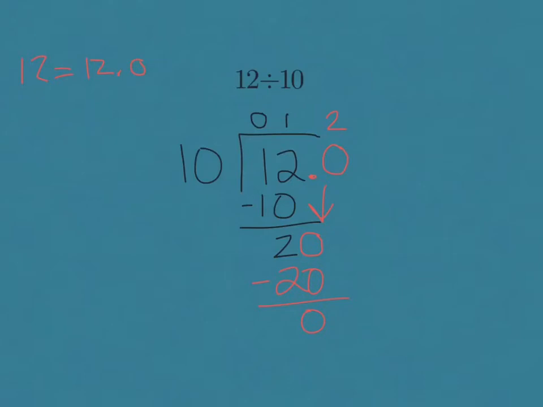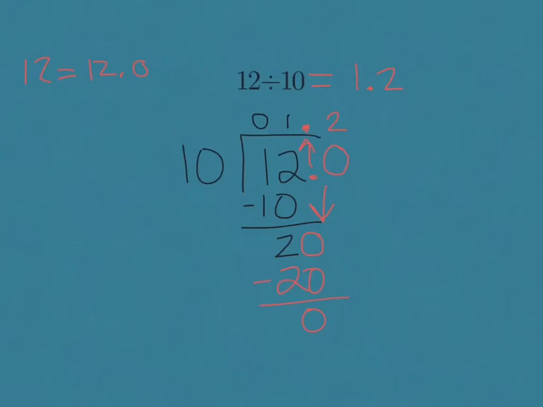So when we put this decimal inside of our house, we actually need to move it up. We raise it to the roof is what I like to say. So anytime you add that decimal in, or if you have a decimal on the inside, you're going to raise it up to the roof. So we would say that 12 divided by 10 equals 1 and 2/10. Okay, so that's how we divide decimals.